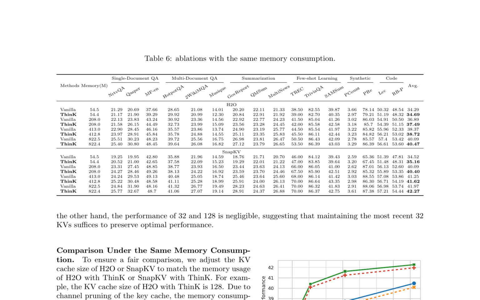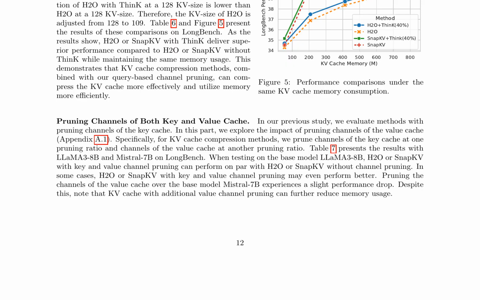This demonstrates that KV cache compression methods combined with query-based channel pruning can compress the KV cache more effectively and utilize memory more efficiently. Furthermore, the impact of pruning channels of the value cache is explored. The results indicate that pruning channels of the value cache can perform on par with or even better than pruning channels of the key cache alone.